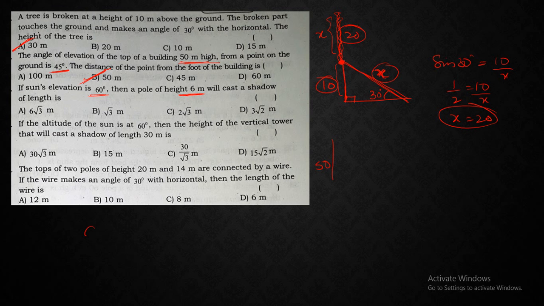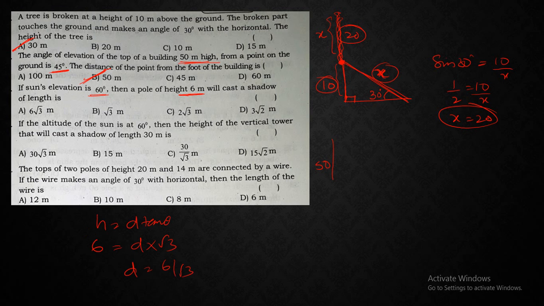So cast a shadow of means you need to find out the distance, right? So from this apply the HTV formula. So h is equal to d tan theta. So when I substitute the values, height 6 is equal to d into tan 60. So tan 60 is equal to root 3. So from this d is equal to 6 by root 3.